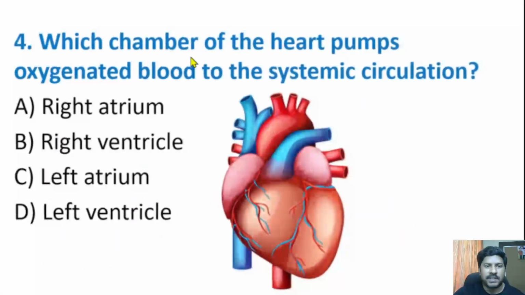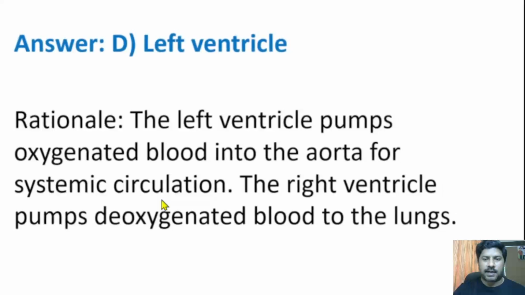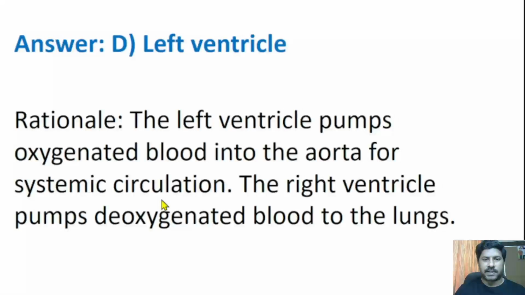Then fourth question: which chamber of the heart pumps oxygenated blood to the systemic circulation? Right atrium, right ventricle, left atrium, left ventricle. Systemic circulation means all over the body. So here the correct answer is left ventricle. Left ventricle pumps oxygenated blood into systemic circulation. The left ventricle pumps oxygenated blood into the aorta for systemic circulation. At the same time, the right ventricle pumps deoxygenated blood to the lungs. So oxygenated blood is pumped by the left ventricle, and deoxygenated blood is pumped to the lungs by the right ventricle.